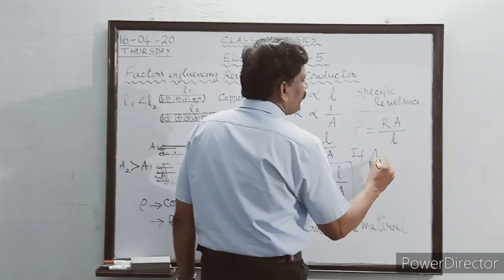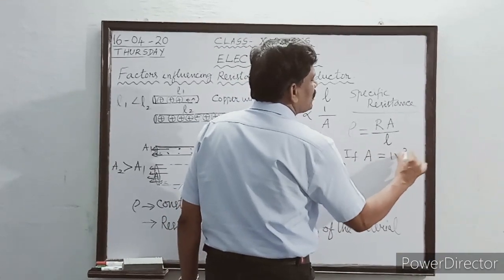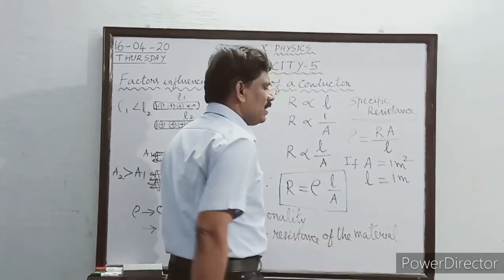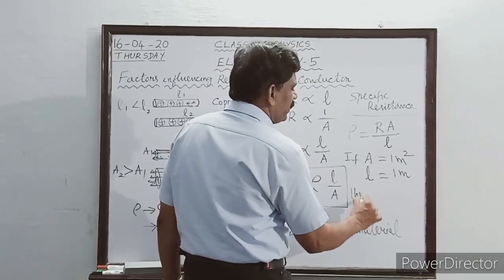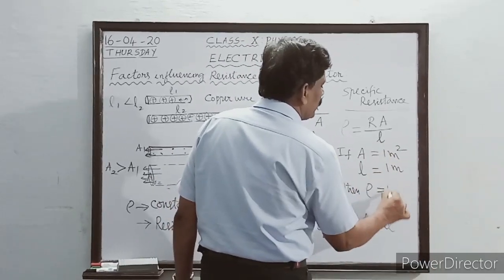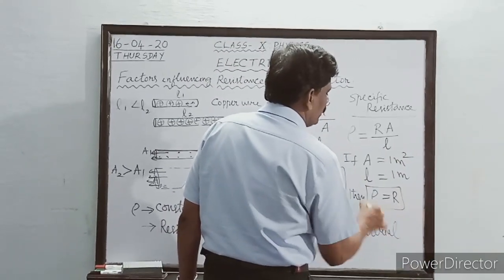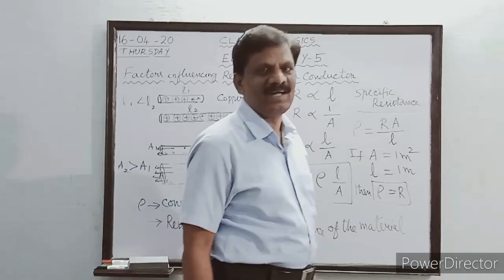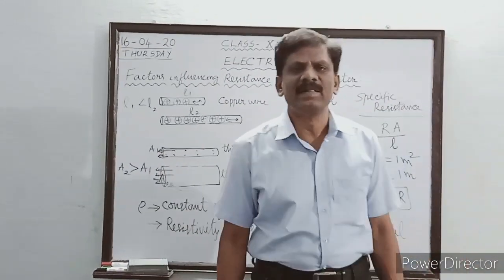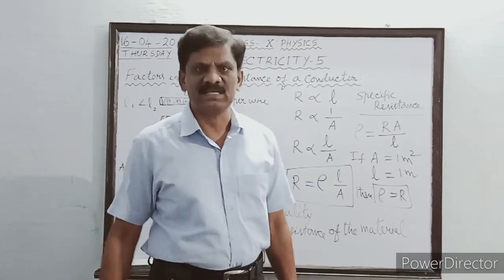Okay. Suppose the area of cross section is equal to 1 meter square and the length of the wire is equal to 1 meter, then what will rho be equal to? Rho will be equal to R itself. Rho is equal to R. So from this expression only we can get the definition for specific resistance.